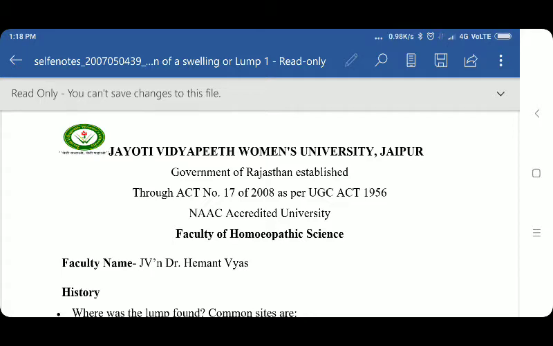Today we are going to discuss an important topic from our practice, and this session is also related with an important aspect of surgery, and the name of the topic is examination of a swelling or a lump. So many times in our practice, a patient comes with the complaint of swelling or lump.